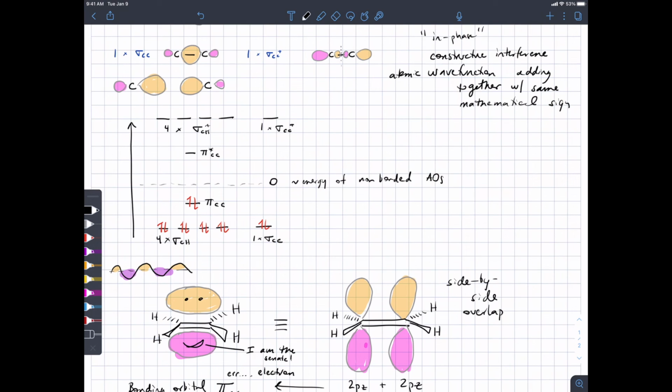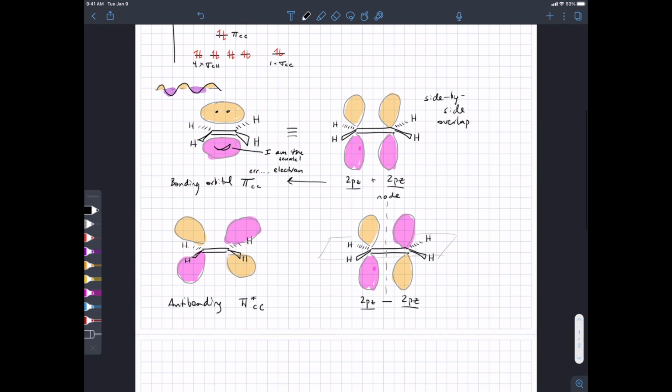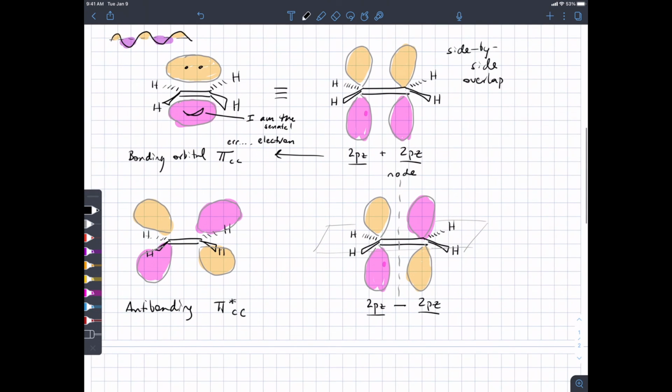Yeah? So going back to the pi star, the pi antibonding orbital, the one we created, does it have two nodes, one going this way and one going this way? Yes. Okay. Yep. I feel like you're calling for a timeout or something.